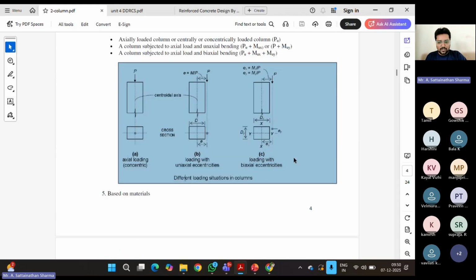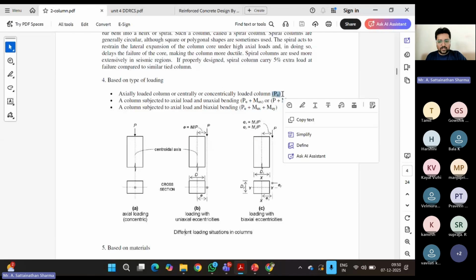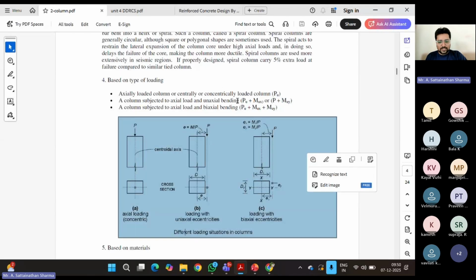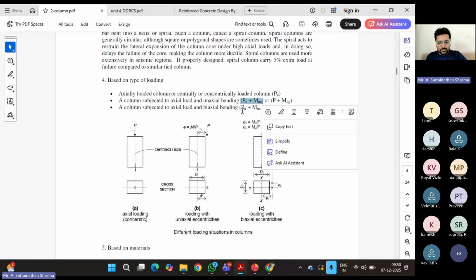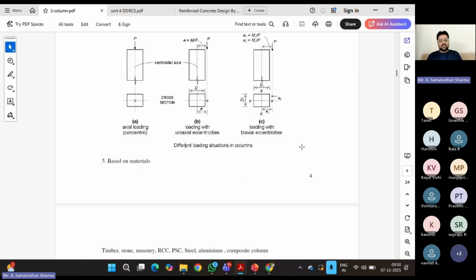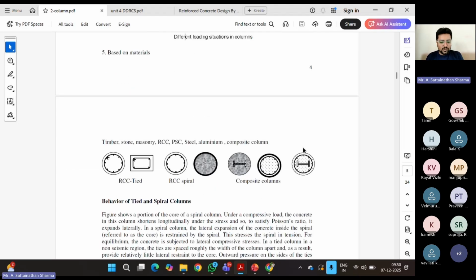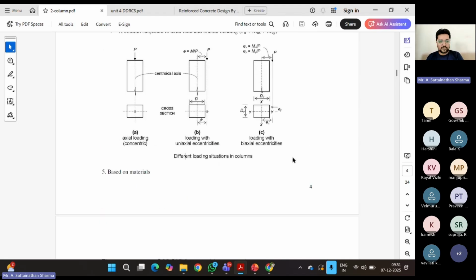So here also you can see, if it is axial, we'll have only PU. If it is uniaxial, I have load plus moment along any one axis. It may be X or Y. The next one is load plus two axis moment, so MUX and MUY. And based on material, you can say what type of material it has been made of: timber, stone, masonry, RCC, PCC, steel, aluminum, or any type of composite column. So that we can say based on the material.